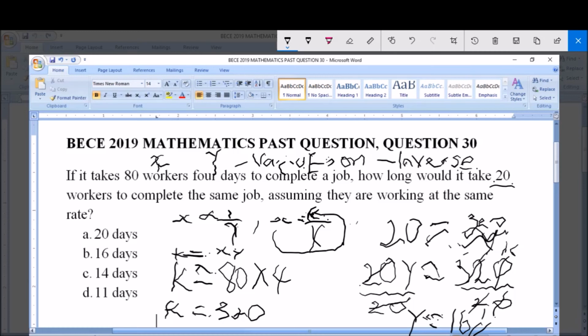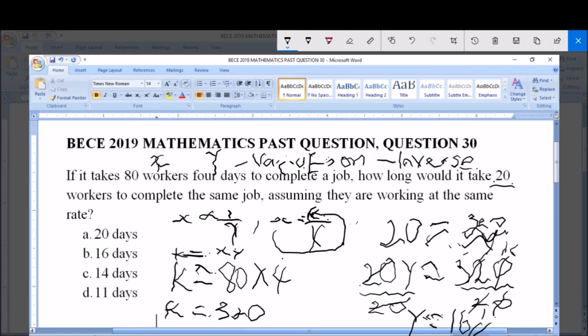And so because of this, we assume x to be our number of workers and y to be the number of days. Then we got our constant, k, by using 80 and 4. Then the question says we should find how long it will take 20 workers. Using our constant, 320, because they are working at the same rate, it will take them 16 days to complete the job.